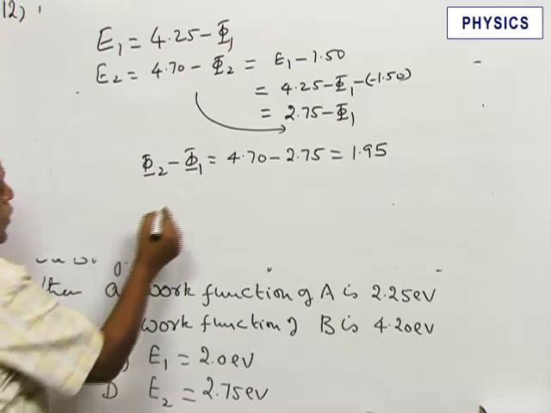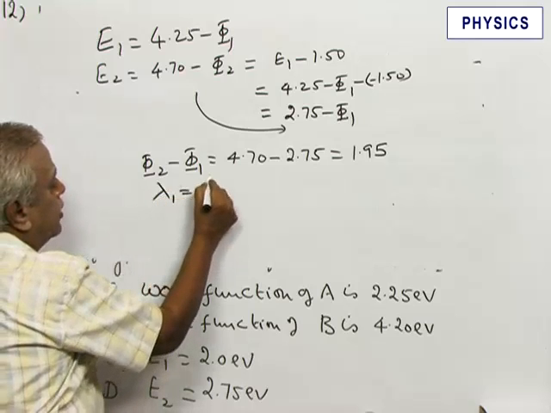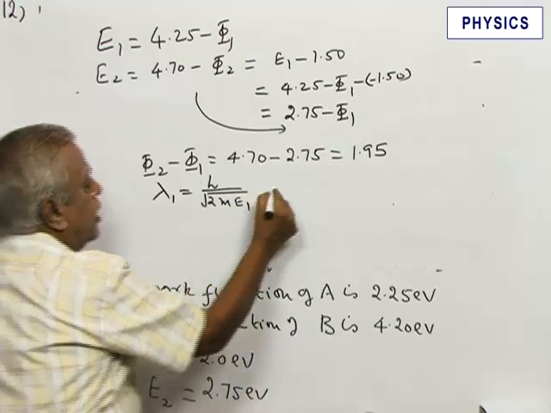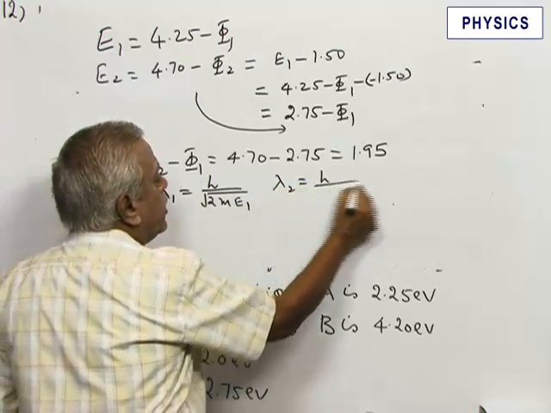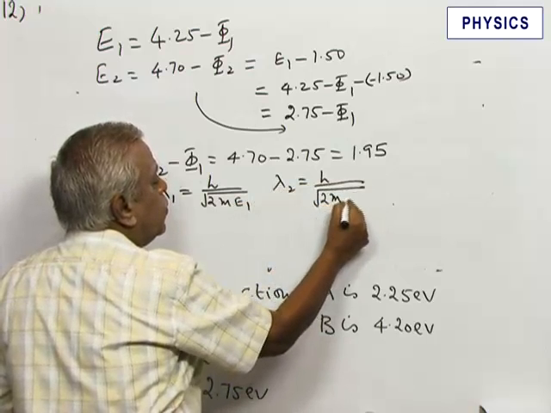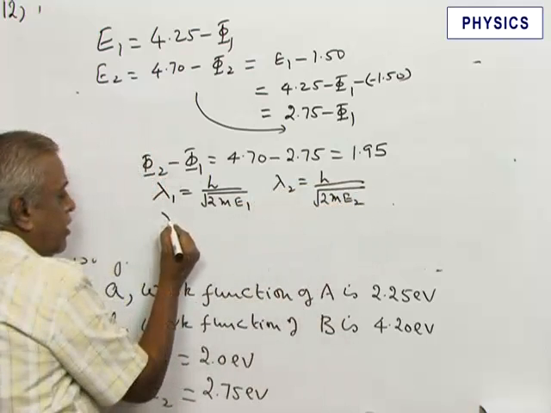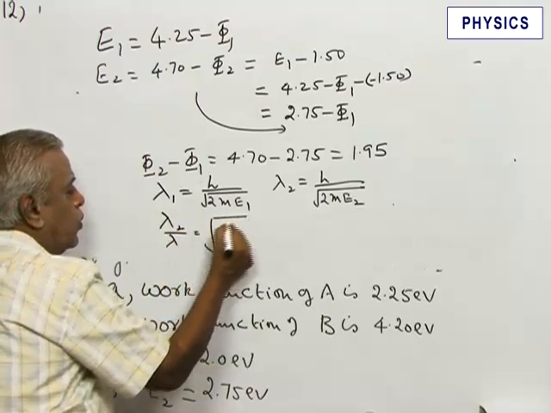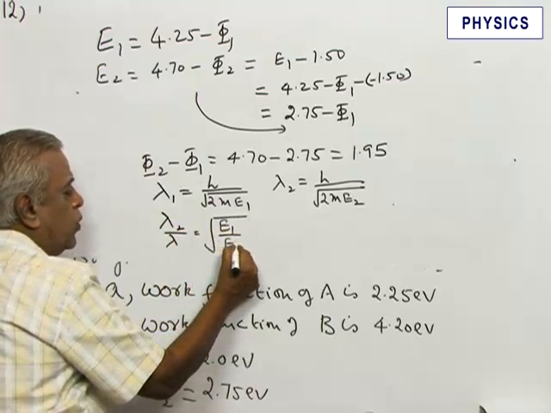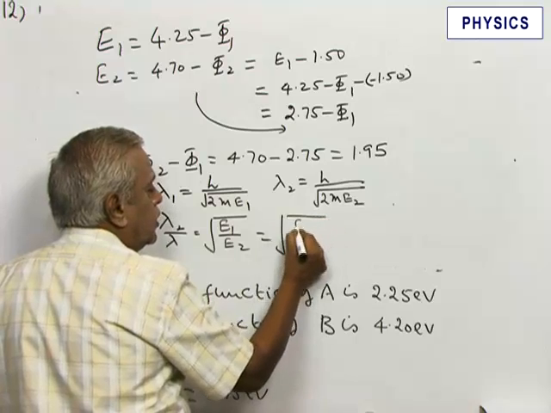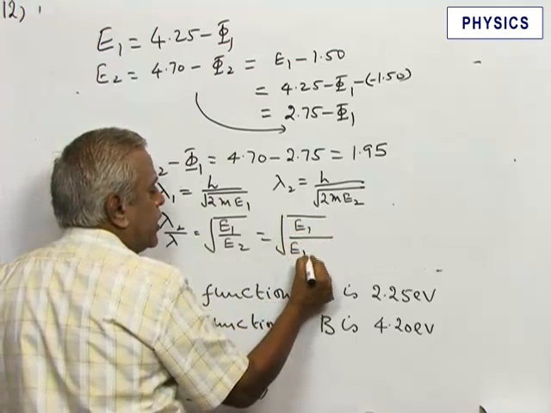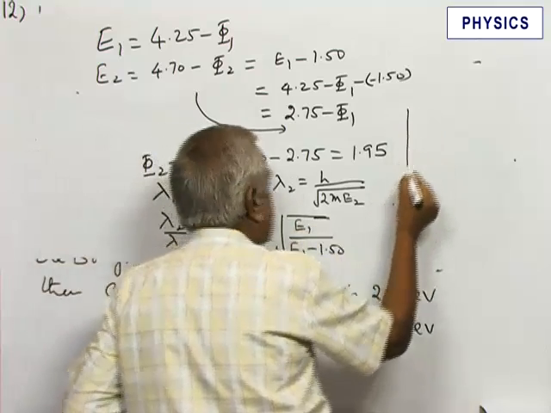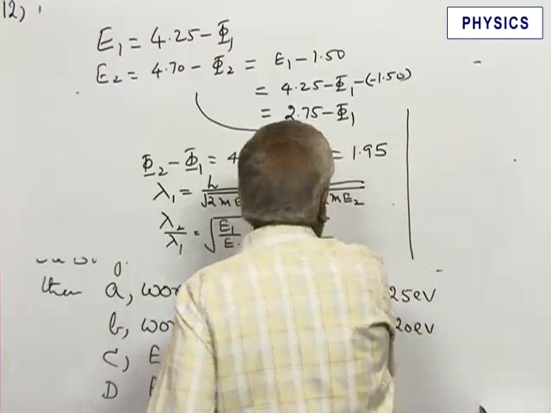Again, you know that lambda 1, the de Broglie wavelength, is h by square root of 2mE1. Lambda 2 is equal to h by square root of 2mE2. Hence, lambda 2 by lambda 1 is equal to square root of E1 by E2, which is square root of E1 by E1 minus 1.5. I am substituting for E2. So you get lambda 2 by lambda 1 is 2.